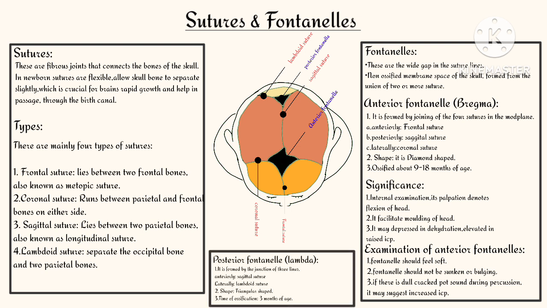Now we learn in short about the posterior fontanelle or lambda. It is formed by the junction of three suture lines. Anteriorly sagittal suture and laterally on either side there is lambdoid suture. It is triangular shaped. It is ossified about 3 months of age.